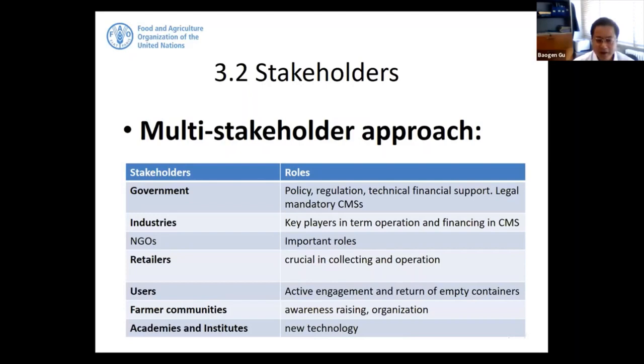Today's webinar has presenters and participants from different sectors, including governments, industry, and NGOs. And it is the first formal webinar of FAO on this topic. I think it is also a good example of multi-stakeholder engagement. Container management, the container, is an important part of pesticide protection, and its management has become an increasingly important issue in global pesticide management and environmental protection.